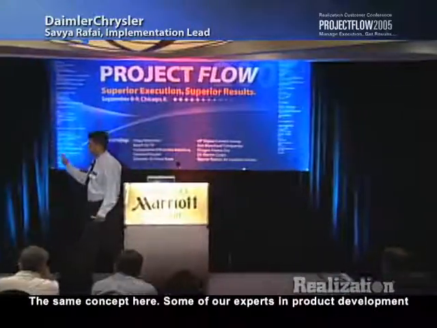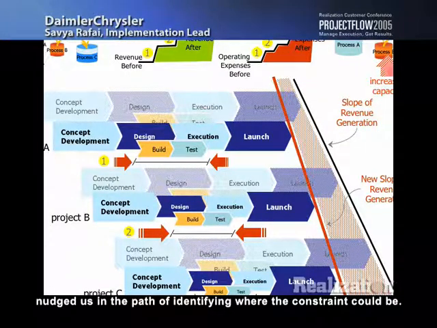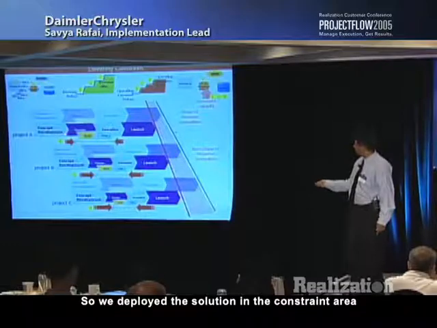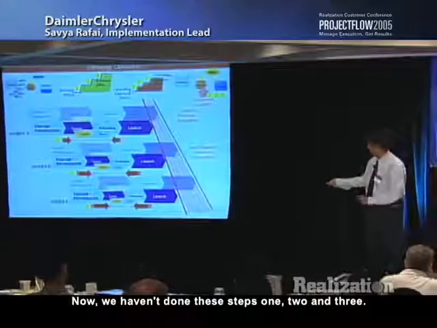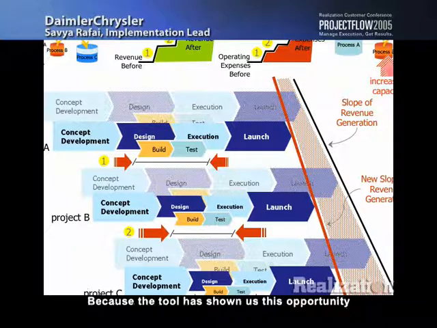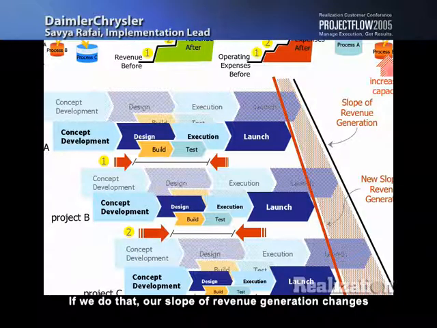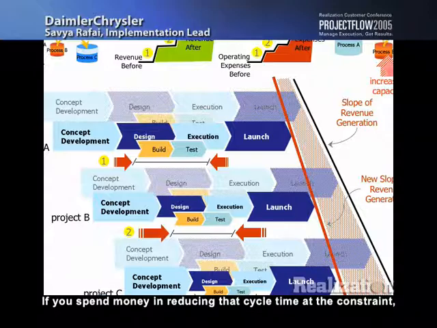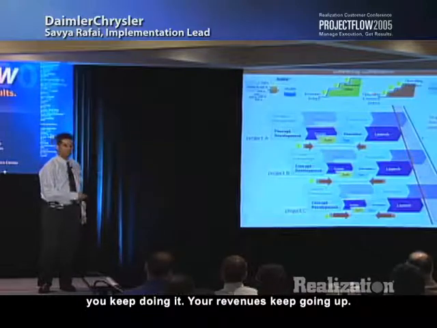The same concept here, some of our experts in product development nudged us in the path of identifying where the constraint could be. So we deployed the solution in the constraint area, and every improvement we do, now we haven't done these step 1, 2, and 3. We haven't gone there. This is where we are heading towards, because the tool has shown us this opportunity where to go reduce cycle time. If we do that, our slope of revenue generation changes, and that's where the big bucks are. So here's the depiction. If you spend some money in reducing that cycle time at the constraint, you keep doing it, your revenues keep going up.